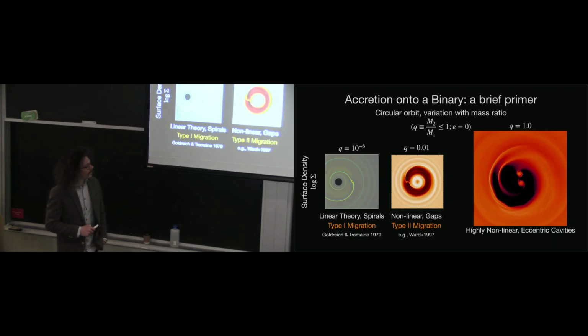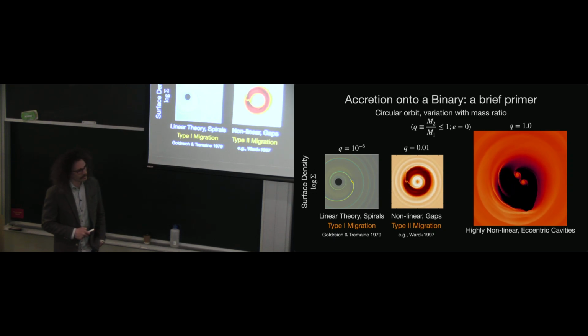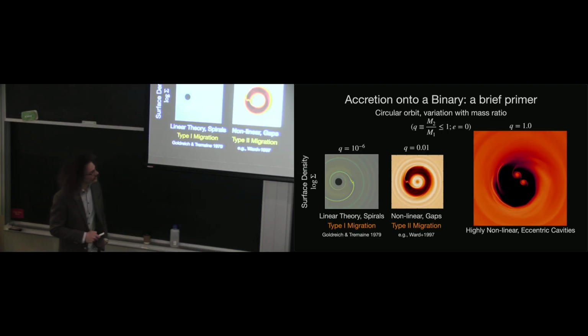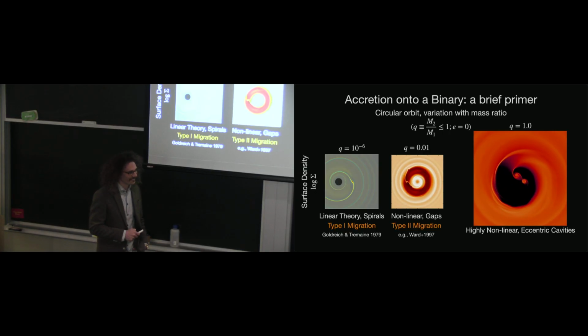Now the system becomes highly nonlinear. This binary carves a very low density cavity. Why are you not in a rotating frame here? That's a good question. I liked how it looked better, actually. But looks are deceptive. Yeah, you can do this in a rotating frame.